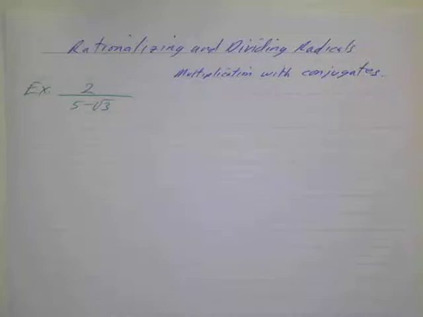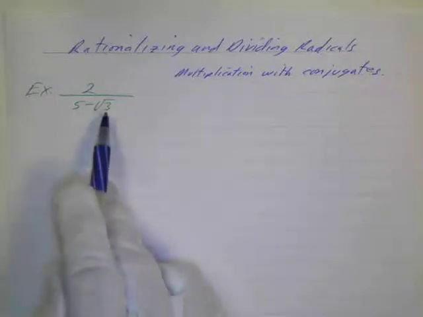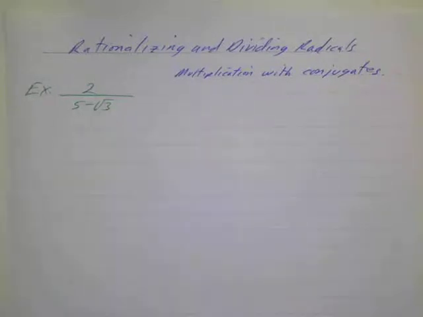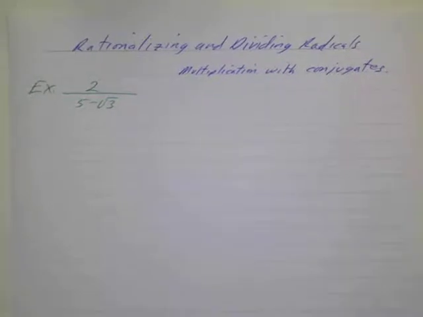Okay, so here's a classic problem where we have to rationalize the denominator. Because if we remember our three no-nos, the third no-no is we cannot have a radical in the denominator. We do have a radical in the denominator, so that's a no-no. So how do we take care of it when we have a binomial denominator, where one or both terms are radicals?